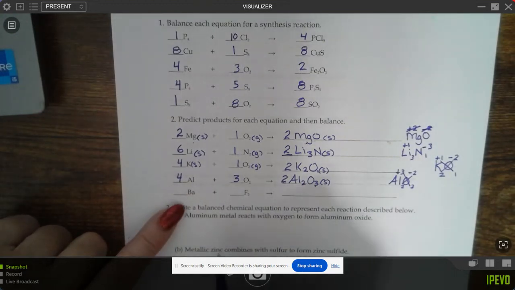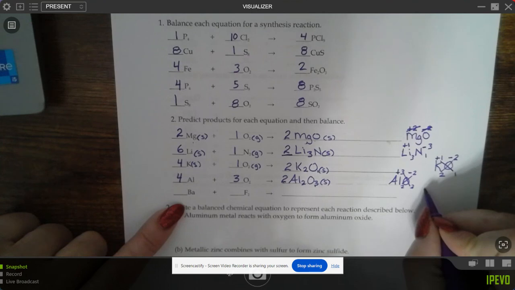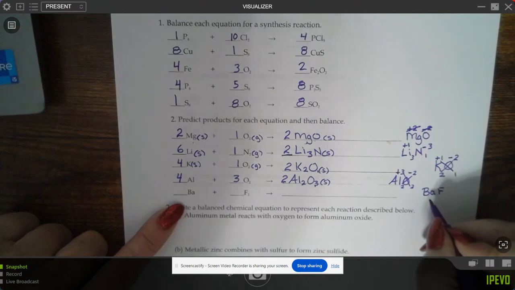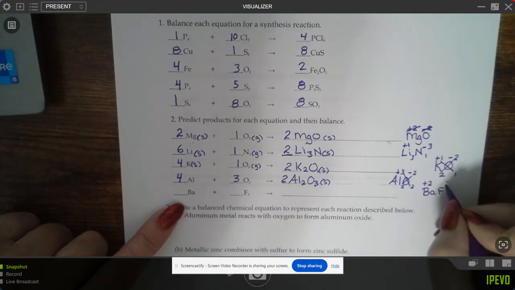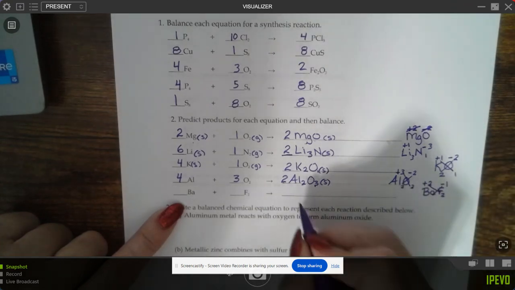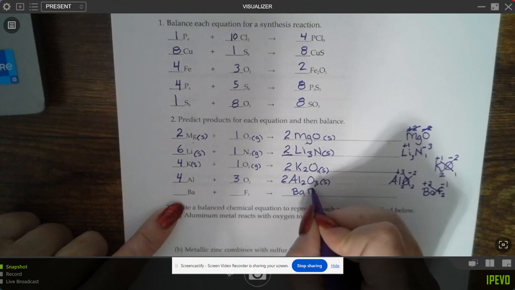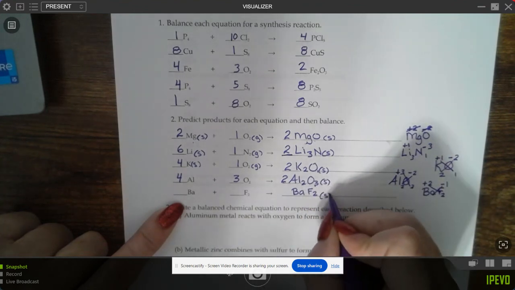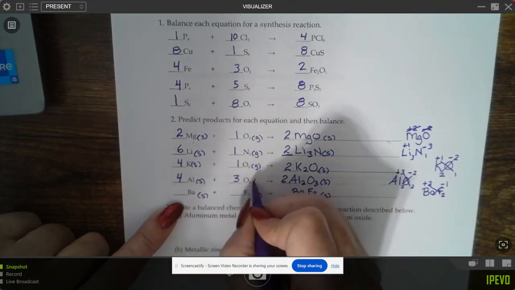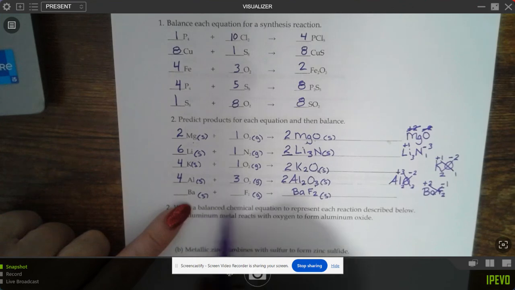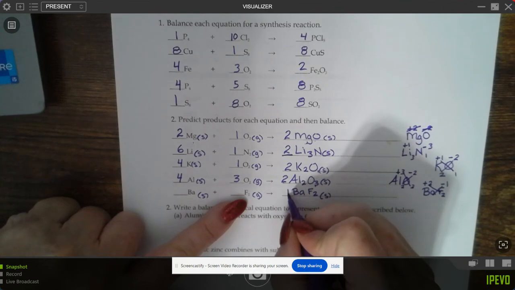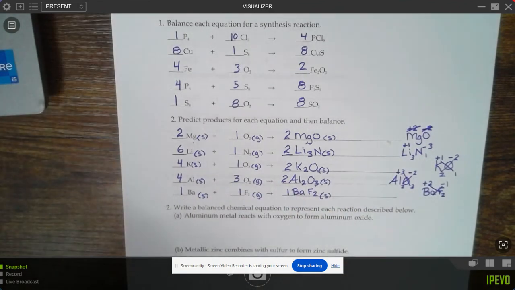All right, one more. Barium and fluorine. So I'm going to come over here. My compound is going to be BaF. I have to look at my charges. Barium forms a +2 ion. Fluorine forms a -1. If I crisscross those, I get BaF2. It's going to be a solid. Okay. Notice this one's sweet because I've got 1 barium on each side. I've got 2 fluorines on each side. So this is already balanced.